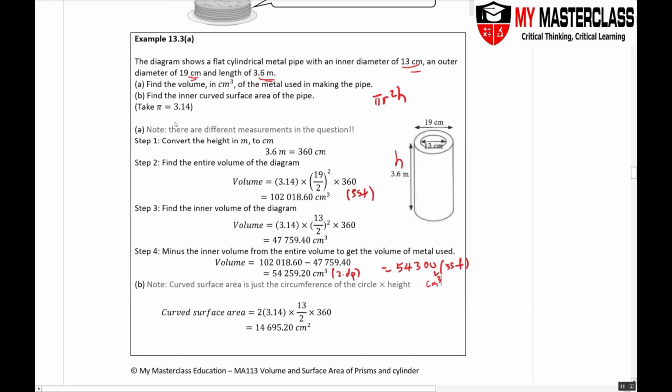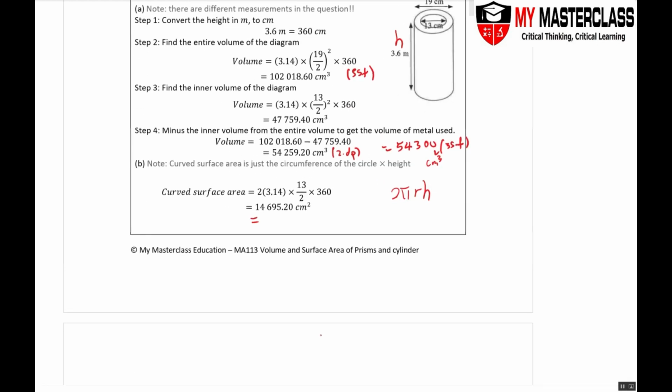Part B, you're asked to find the inner curved surface area of the pipe, which means this inner portion here. So the radius that you should be using is 13 over 2. Your curved surface area formula is 2 pi r h. So 2 times pi times r, which is 13 over 2, because I'm taking the inner portion, times 360. You get this value, same thing. Round it up to 3SF for me. So it will be 14700 cm squared, 3SF.